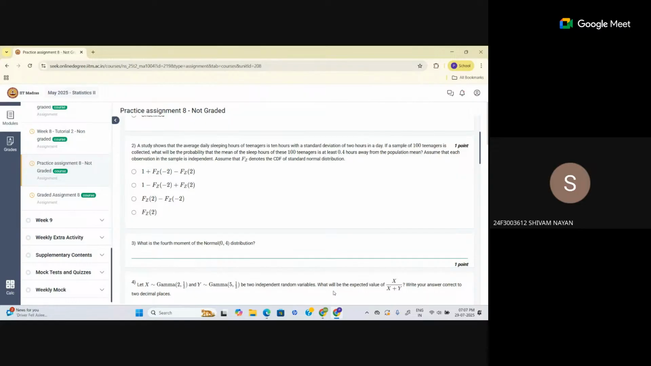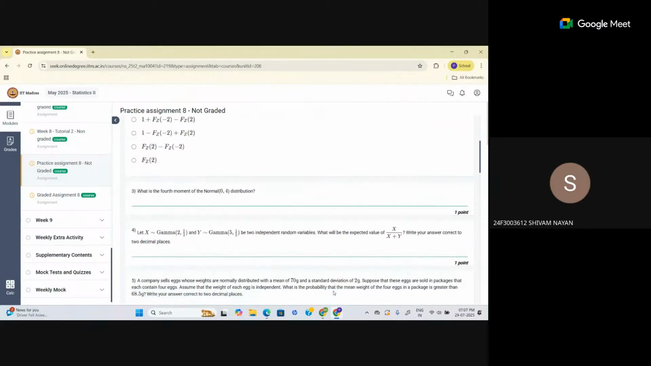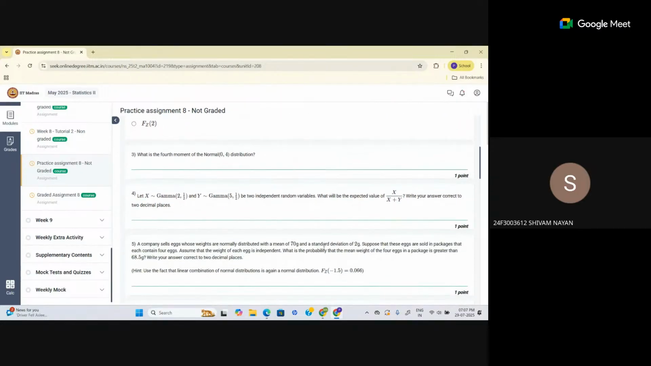Ma'am, in the fourth question, we just divide expectation of x by expectation of x plus expectation of y? You can use beta distribution for this. Here we are given two independent variables x and y which follow gamma distribution, and it is asked what will be the expected value of x divided by x plus y. We have to use the property that if x and y follow gamma distribution, then x upon x plus y follows beta distribution.